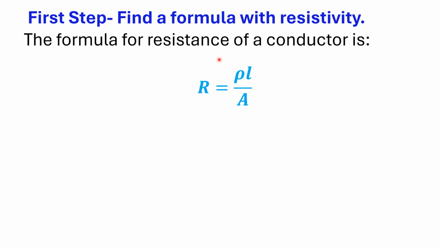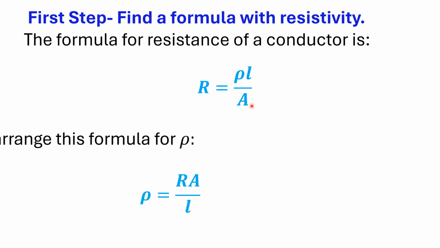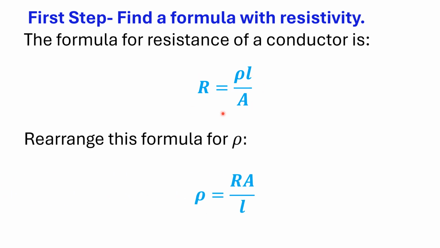So the first step is to find the formula with resistivity. And here we go. We have this formula right here that is related to the resistance of a wire. So this rho represents resistivity, L is the length of the wire, and A is the cross-sectional area. So now we are going to rearrange this formula in terms of resistivity. So this is the formula that we are going to be working with.